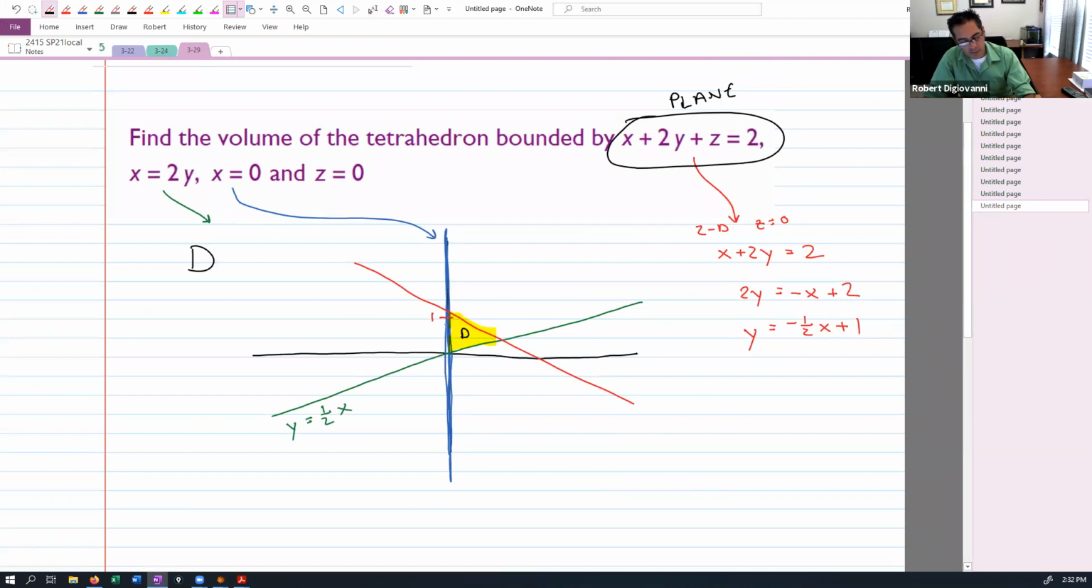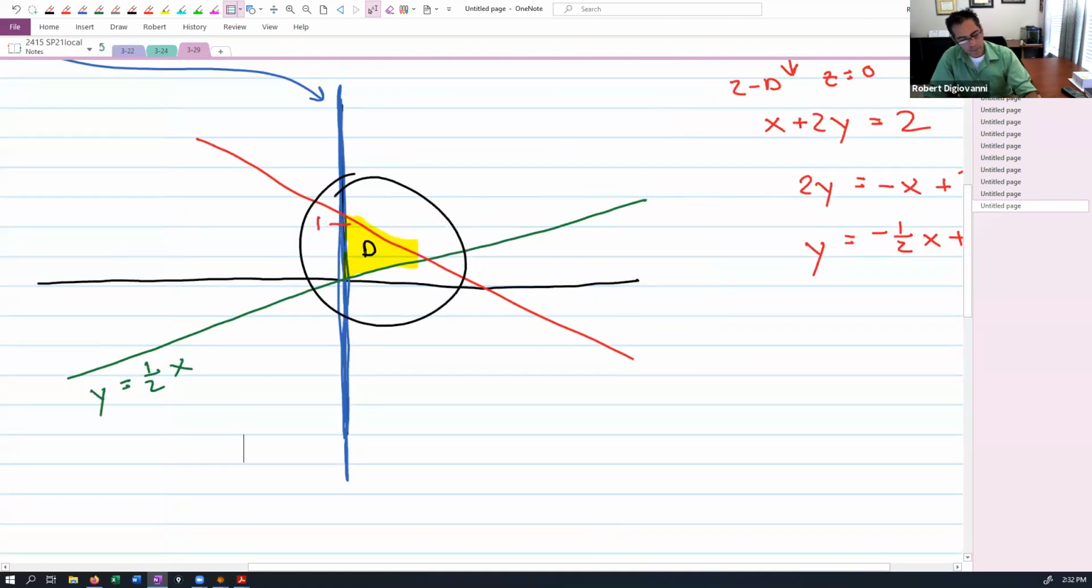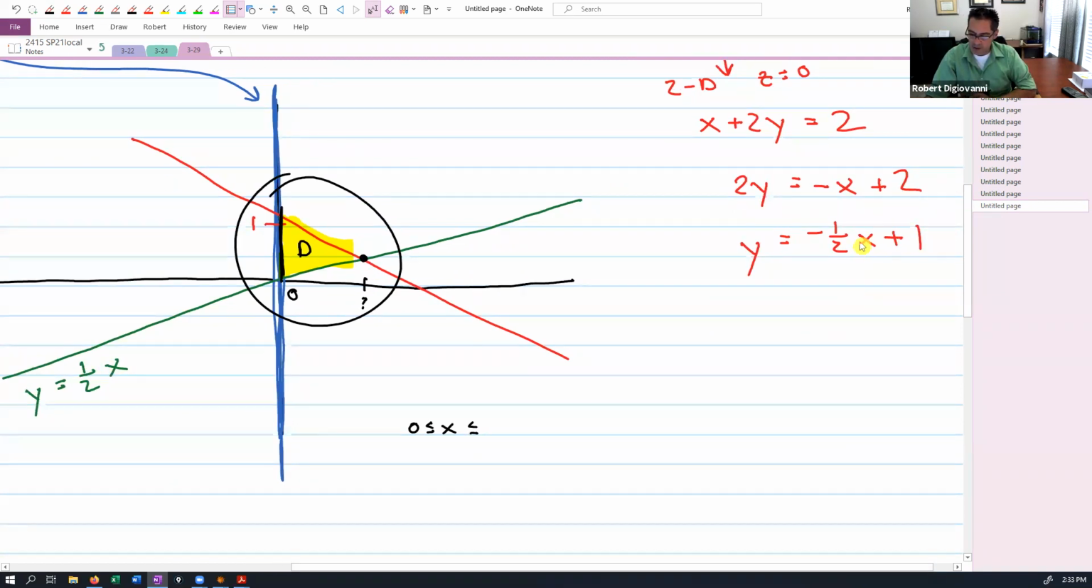So how can we describe this region here? Let me zoom in on it a little bit. I think it's a type 1, right? Our x's are stuck between here and here, and then our y's are stuck between two functions of x. So I do need to see where these hit each other. I think it's obvious from the picture, 0. My x is going to be between 0 and something here. To figure out where they hit each other, I have to set 1/2 x equal to this.